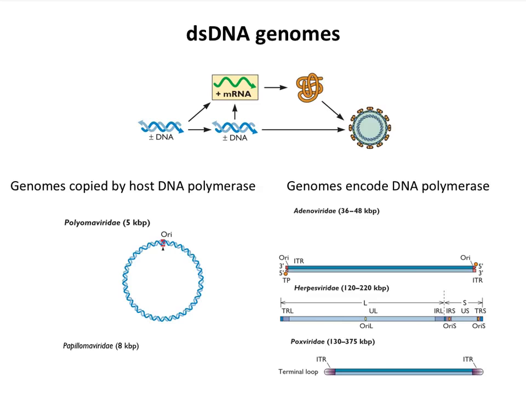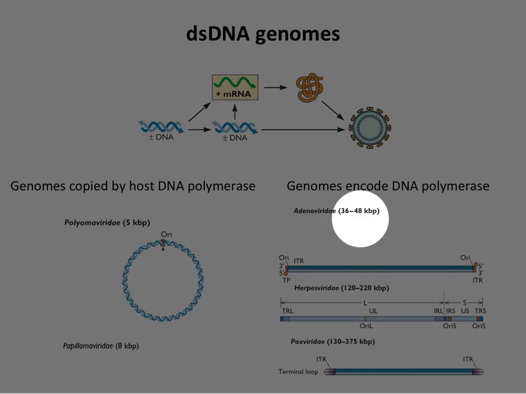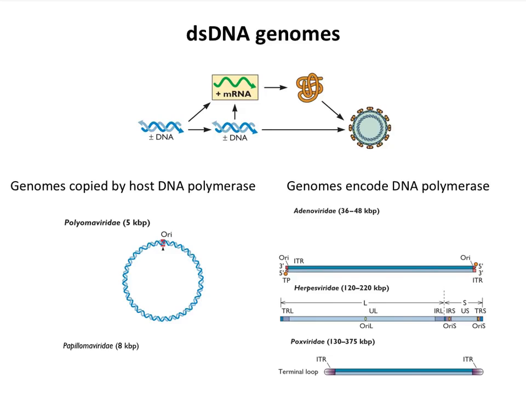On the right are genomes that are bigger, and these genomes, therefore, can encode their own DNA polymerase. The adenovirus genome, for example, is between 36 and 48,000 bases long. It's a single strand of double-stranded DNA. It is unusual because it has a protein linked to the 5' ends, so that's one of these funny modifications that I talked about. And we'll talk later about what that's for.